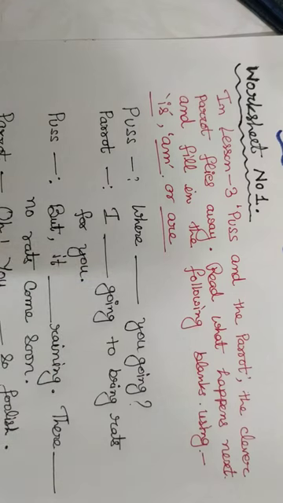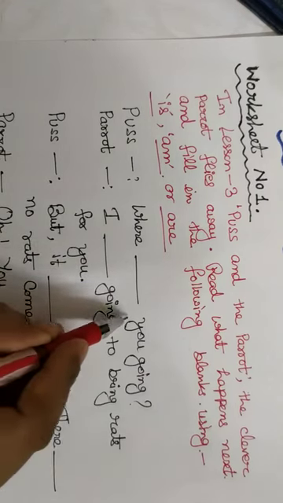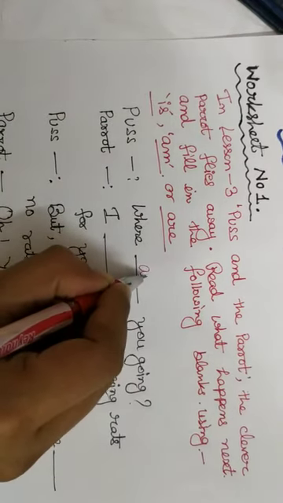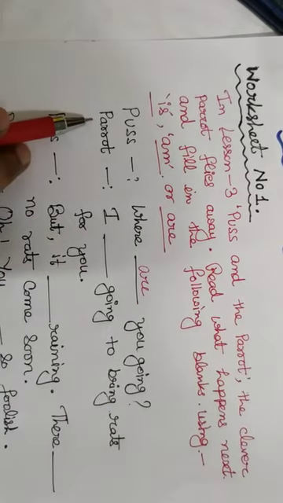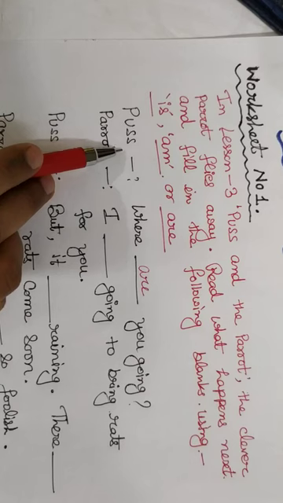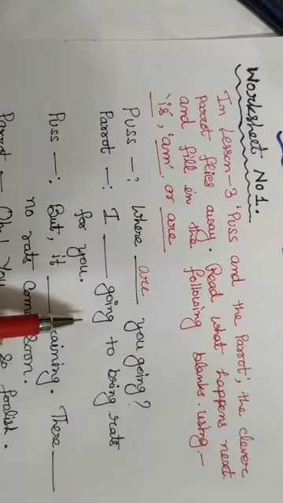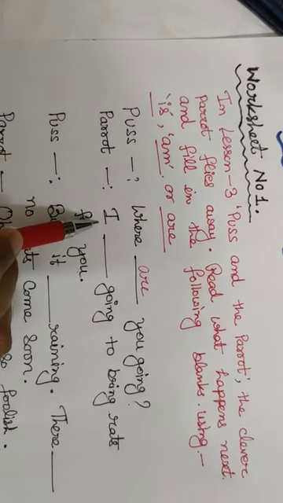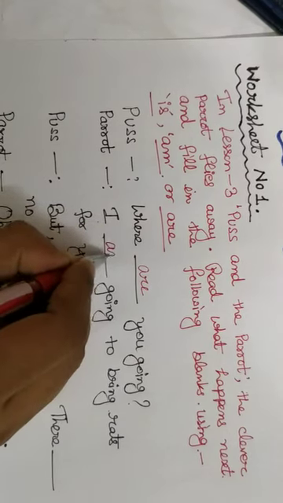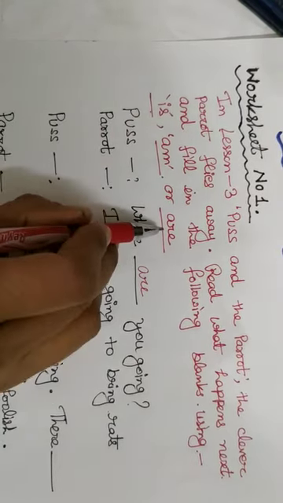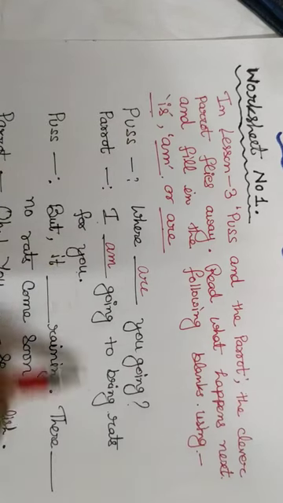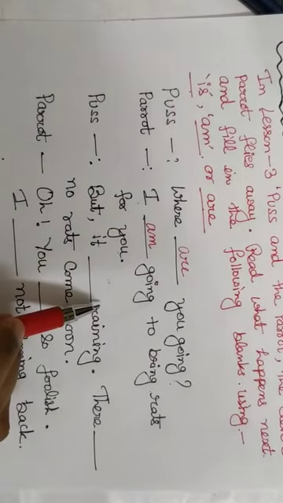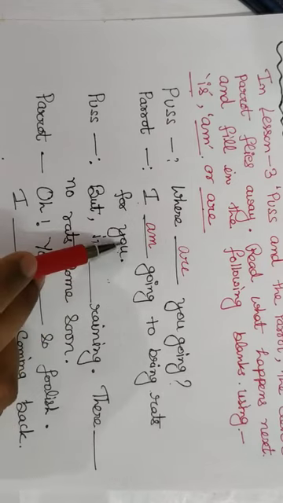Puss: Where you going? With you, what we use? Is or am or are? Are. Where are you going? Question mark. Parrot is saying, now dialogue between parrot and Puss. I going to bring rats for you. Parrot is saying, I going. With I we use always am. Is no, are no. Only am. I am going to bring rats for you. You will fill like this. Okay, children? The space is given in your practice book, page number 7. Just you fill like this.